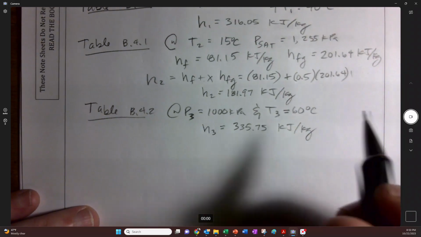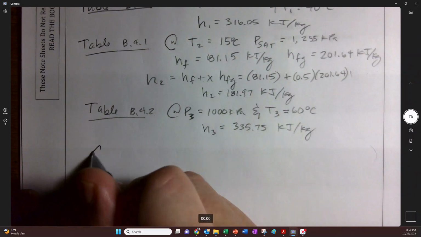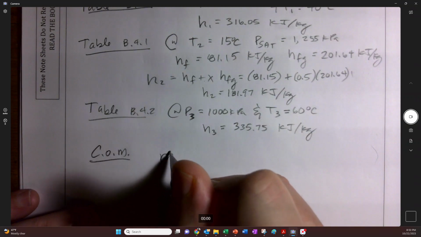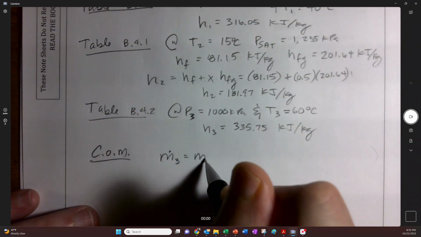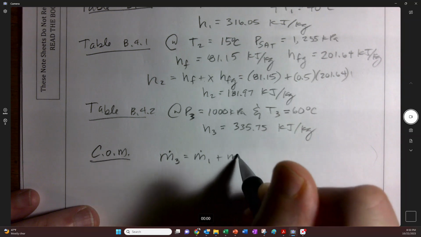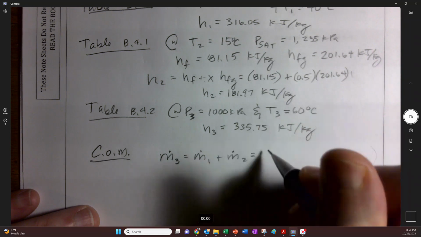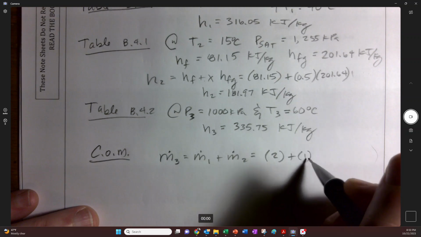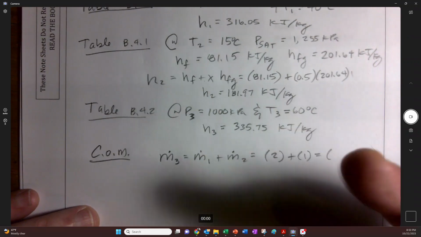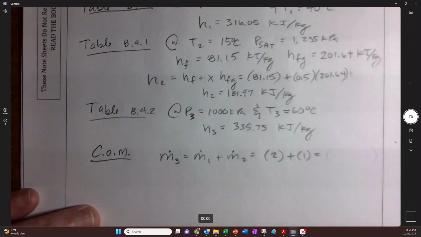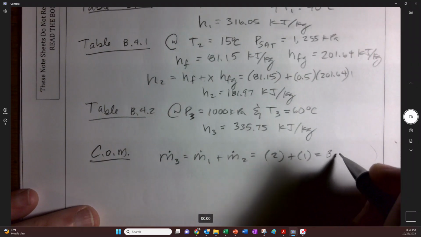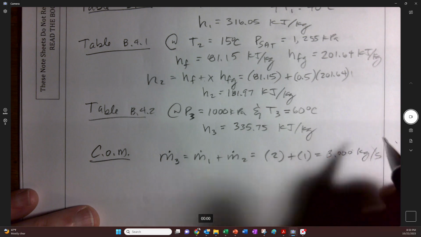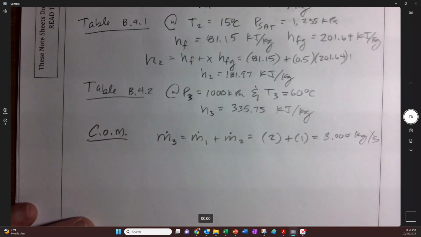So conservation of mass. M3 is going to be M1 plus M2. And they made this kind of easy for us because you had 2 plus 1. I could do it. So M3 is 3. I'll give some sig figs just because I'm making fun of myself.